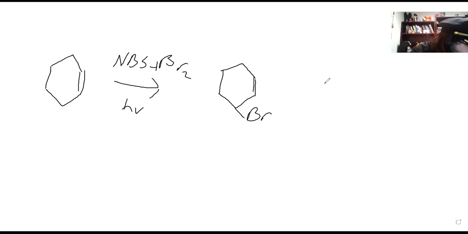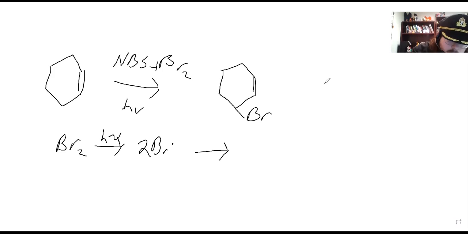So the mechanism is, first the bromine is split by the light to form two bromine radicals. The bromine radicals then attack our alkene, attack the alkene to make an allylic radical.